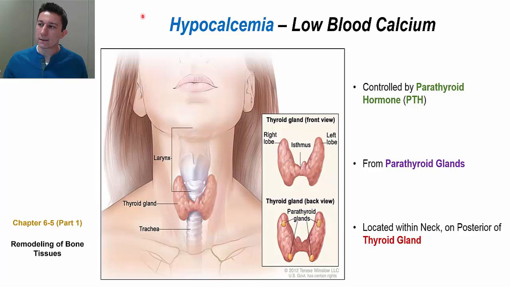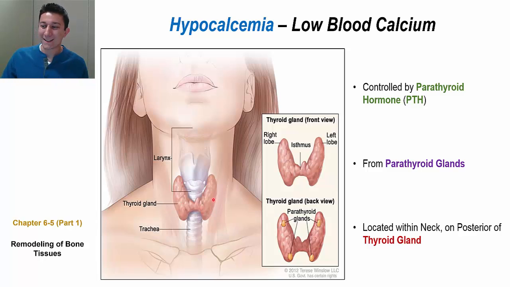Okay. So we'll look at an instance in which blood calcium is too low, a condition that's known as hypocalcemia. And hypocalcemia is controlled by a hormone called parathyroid hormone, that is secreted or produced by glands called the parathyroid glands. So within the neck is the thyroid gland. Essentially, the thyroid gland sits right under what's called the voice box or the larynx and sits just around the trachea here. So this is the thyroid gland.